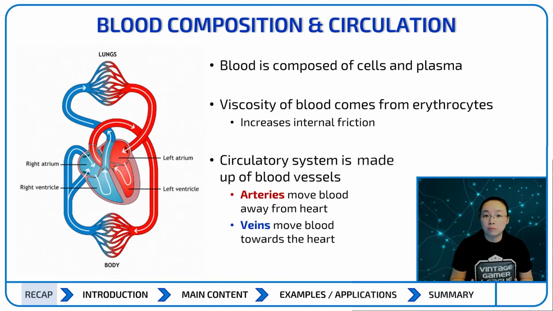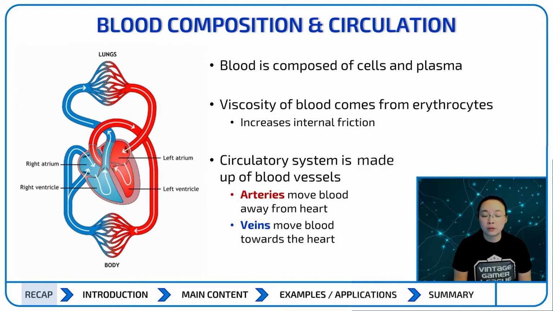So the more blood cells you have, the more internal friction your blood vessels will have, causing a slower flow rate, or basically a higher viscosity. So the more blood cells you have, the thicker your blood is, the slower it's going to flow.